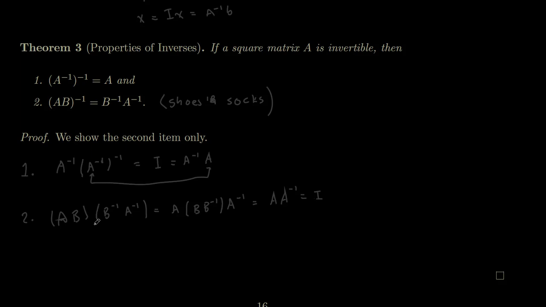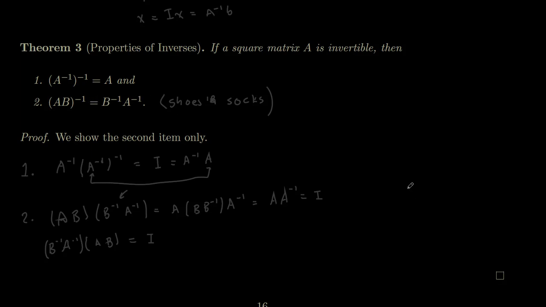So what that tells me, now I can do it in the opposite order as well. B inverse, A inverse times AB. You do the same thing. You see the A's in the middle will cancel, and then the B's will cancel, and you're going to get the identity back. This tells me then, by the uniqueness of the inverse, that this matrix in parentheses happens to be the inverse of this product, which is written as AB inverse is B inverse times A inverse.